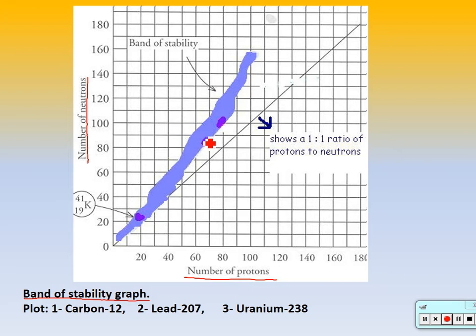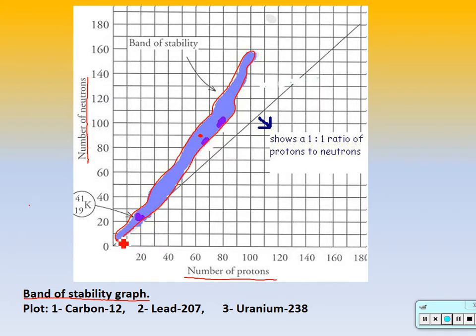So all we're going to do is find out how many neutrons it has. Maybe it has 90 neutrons, and we're going to make a mark. Let's say it has a little more than 60 protons, and we plot it right there. So we just make a plot. Where it lies on this blue space right here, this is called the band of stability. So I'm going to outline it. This whole blob right here is called the band of stability.